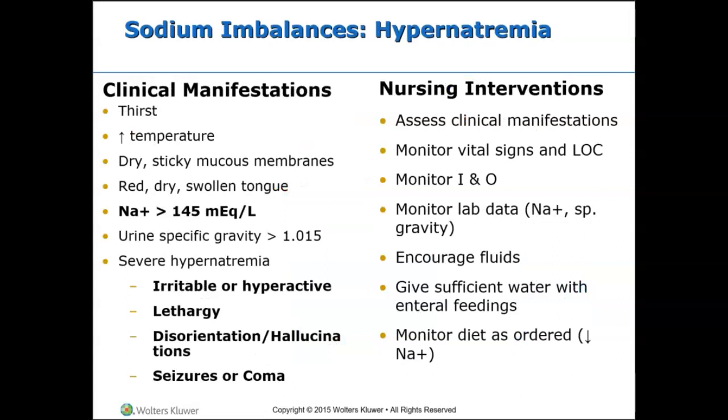In your patients with hypernatremia, they will be extremely thirsty, right? Because it will initiate that thirst mechanism. They will have very dry mucous membranes and their tongue may be red and swollen, because the drier the membrane becomes, the more swollen it typically becomes. Serum sodium levels, again, will be above 145. And urine specific gravity will be over 1.015. In severe cases, they will also exhibit some neurological signs and symptoms as well.